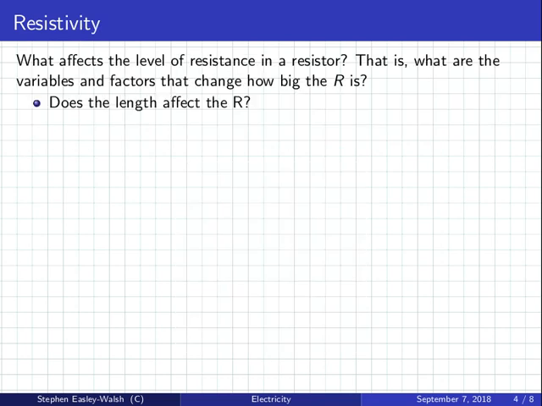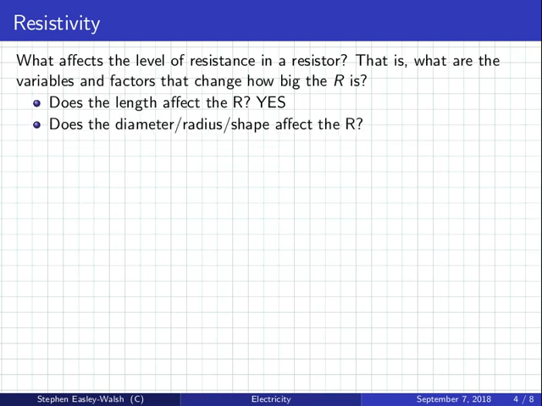So let's have a look. Do you think the length would affect the resistance? If it was longer, would that affect it? Would there be more or less? What do you think? Yeah, I think so too. Right, okay. What about the diameter? That would affect it. Yeah, okay, it does. Well, the type of material? Yeah, of course, that would affect it.